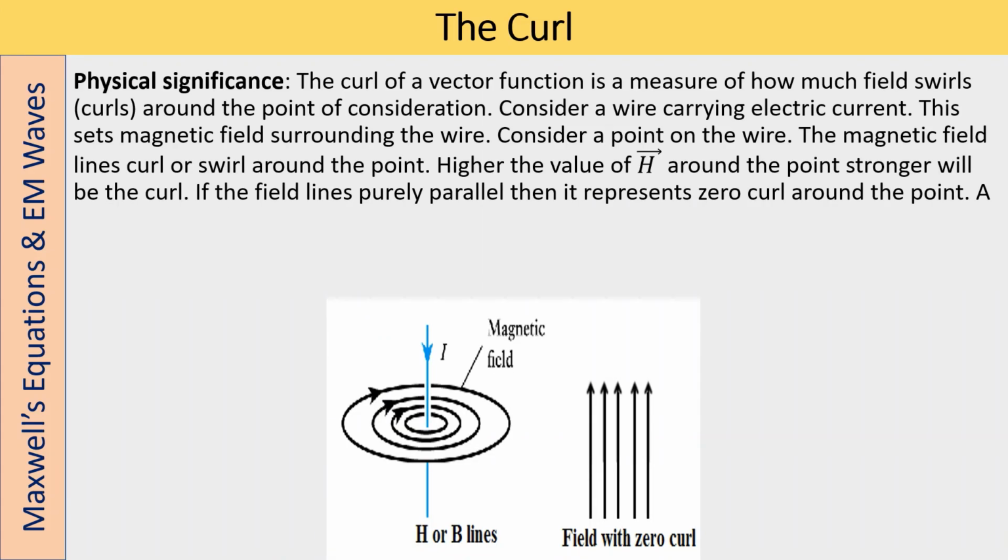Physical significance of curl. The curl of a vector function is a measure of how much the field curls around the point of consideration. Consider a wire carrying electric current. This sets up a magnetic field around the wire. Consider a point on the wire. The magnetic field lines curl around the point. The higher the value of H around the point, the stronger the curl. If the field lines are purely parallel, then it represents zero curl around the point. A vector field whose curl is zero is called irrotational.